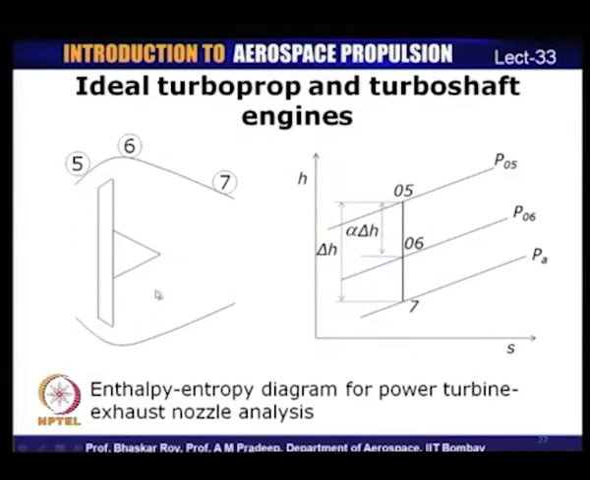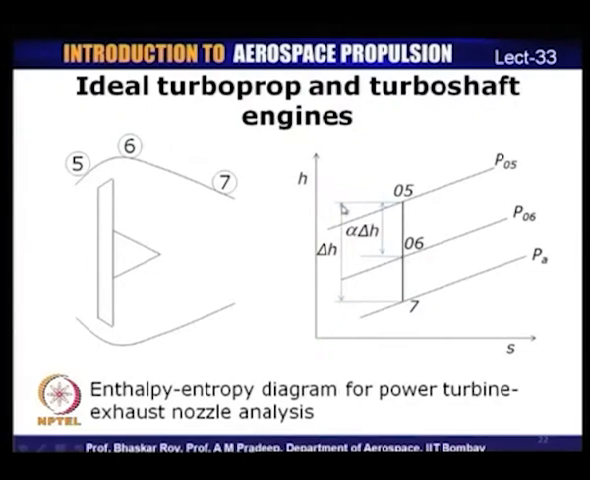So, this is the power turbine that is shown here. 5 is the main turbine or the compressor turbine exit, 6 is the power turbine and 7 is the nozzle exit. If you look at this process on an h-s diagram, it is an expansion process. In the ideal cycle the expansion process is isentropic. So, stagnation temperature at 5 is T05 and pressure is P05. It expands all the way to P06 in the power turbine and then the rest of the expansion takes place in the nozzle. So, 06 to 7, which is the ambient pressure, is the nozzle expansion.